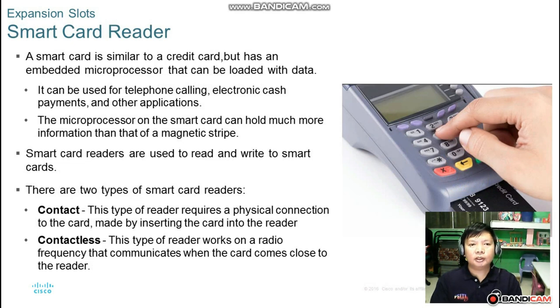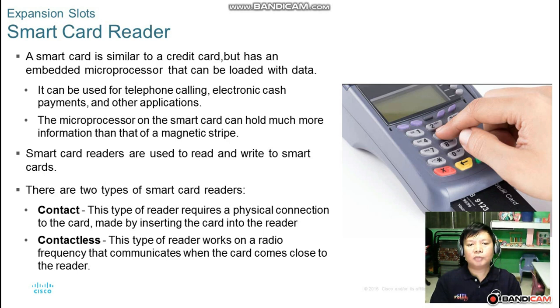Smart card reader. A smart card is similar to a credit card but has an embedded microprocessor that can be loaded with data. It can be used for telephone calling, electronic cash payment, and other applications. The microprocessor on the smart card can hold much more information than a magnetic strip. Smart card readers are used to read and write to smart cards.